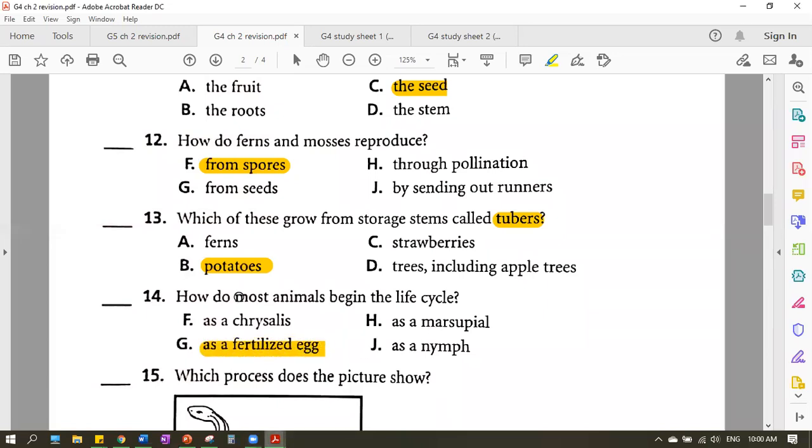Because here it says most animals. I didn't say insects, for example. If I said insects, it would be between the chrysalis or a nymph. I didn't say kangaroos, for example. And even kangaroos don't start their lives as marsupials. I mean, they all start as a fertilized egg. Okay, guys, an egg with a pollen in plants, for example, or an egg with a sperm in other living things.